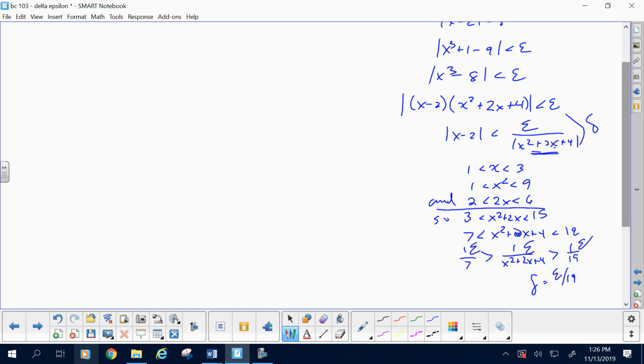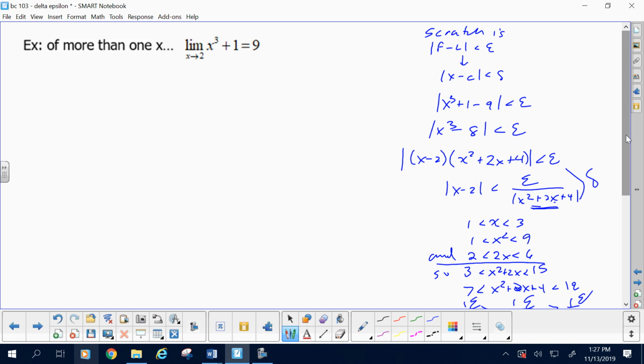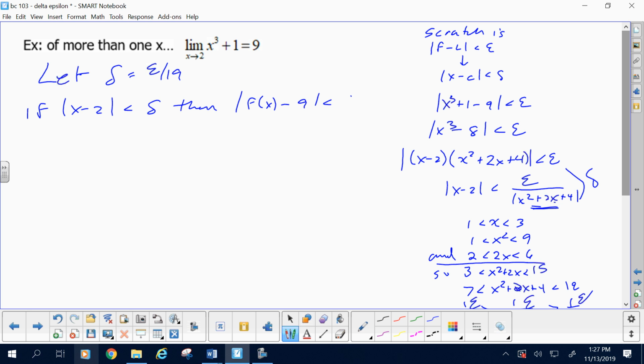Okay? So if you let delta equal epsilon over 19, you look brilliant, because nobody sees your scratch work, and they're thinking, this guy's crazy with this epsilon over 19. If x minus 2 is less than delta, I will show by that delta that it must be the case f of x minus 9 is less than epsilon.